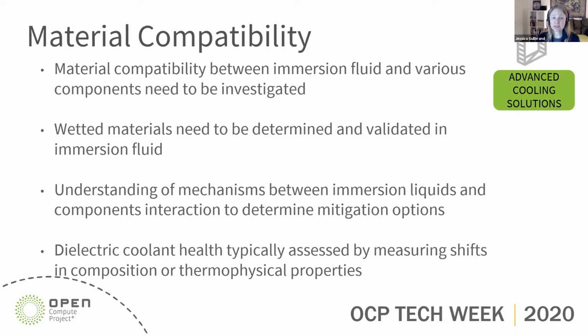So it's also crucial to understand the mechanism of interaction between the immersion liquids and the components to determine potential mitigation options. Just to mention one example, if the immersion liquid and the glue on labels are not compatible and labels start floating around in the tank, there might be different ways of solving that, such as marking the boards or taking the labels off from the beginning. So there are mitigation options, but if you don't know what the mechanisms are, you don't really know what it is that you want to mitigate.